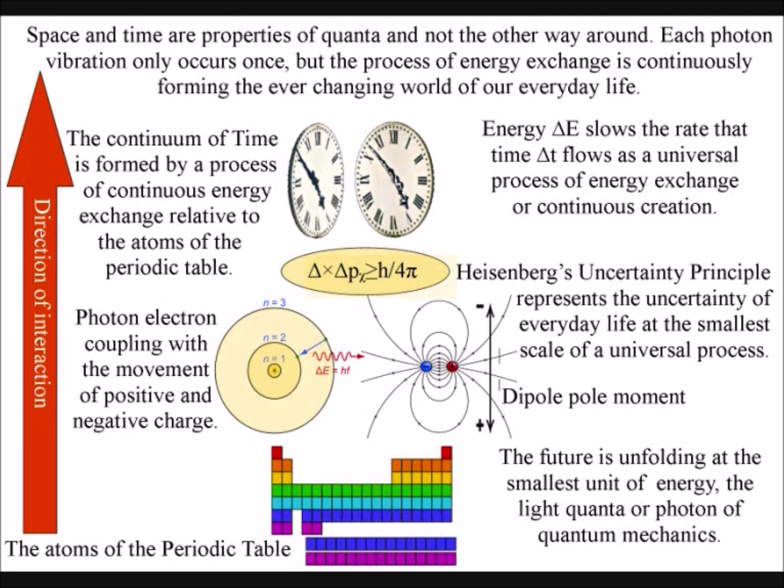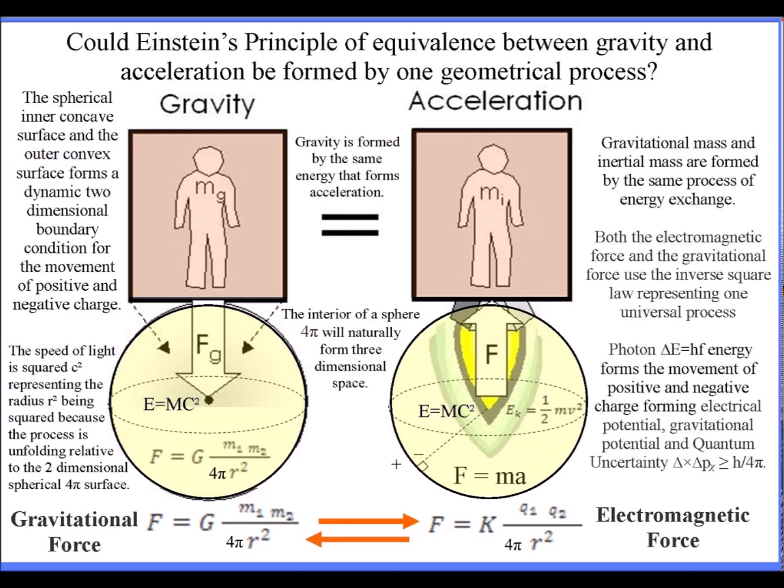No simple connection between gravitational mass and inertial mass has ever been made, but when we compare the two, they always agree, and this is what you would expect if they are both based on the same geometrical process. This dynamic geometry forms Einstein's equivalence principle between gravity and acceleration.